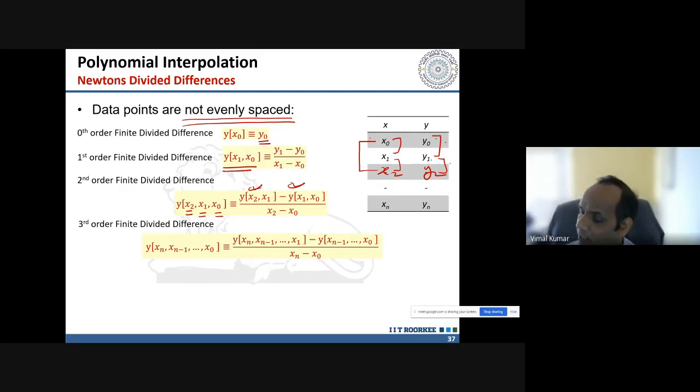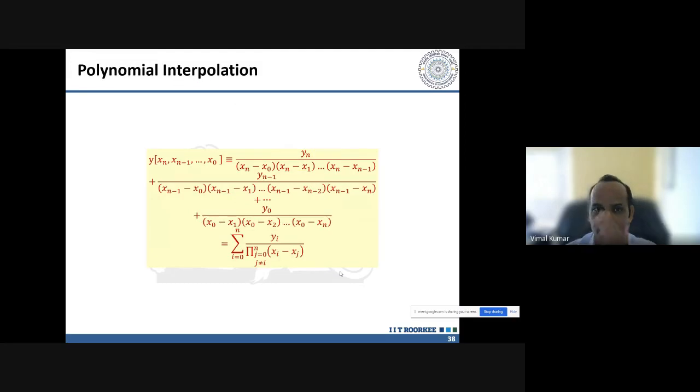If I'm doing third order, it will be x3. What are the differences I have calculated now? I have to calculate all of this over x3 minus x0. I have to proceed like this. Actually, this is not third order, this is nth order difference. So first we define the differences and then put them back into the general equation.